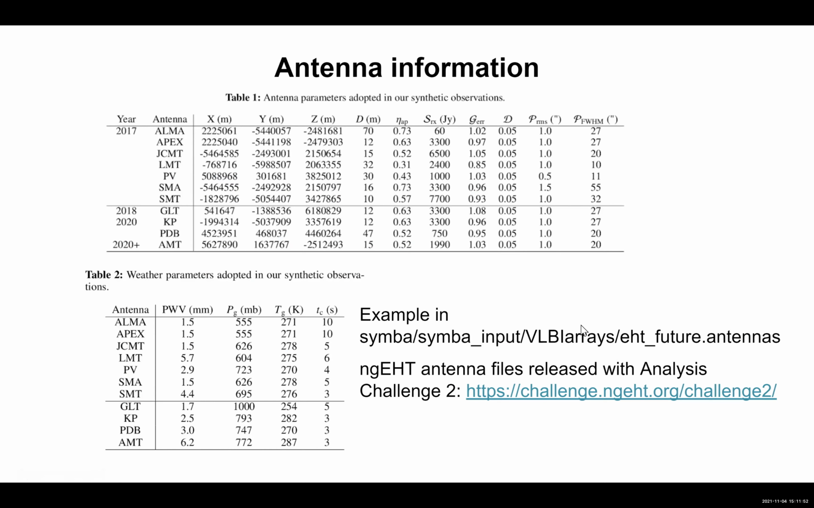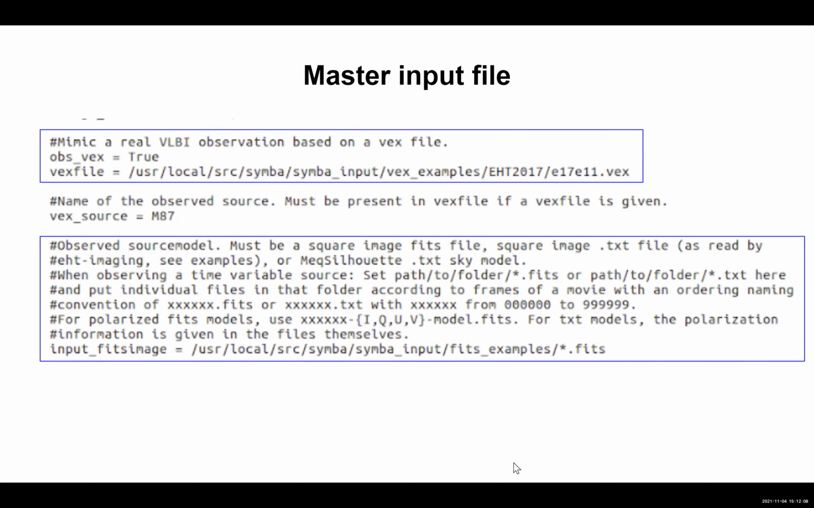And for an ngEHT observation, there are also antenna files released with this second analysis challenge. So if you want to simulate an ngEHT observation, you can get that from there. So what you can also do is follow an observation that has been defined in a VEX file, as is done for the EHT observations. And you can point to that here.